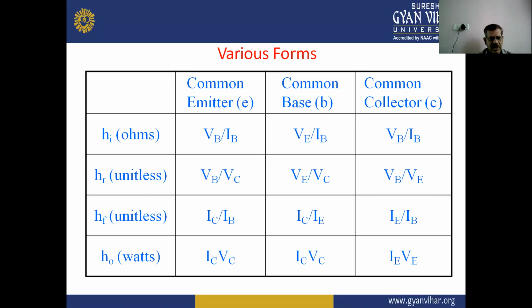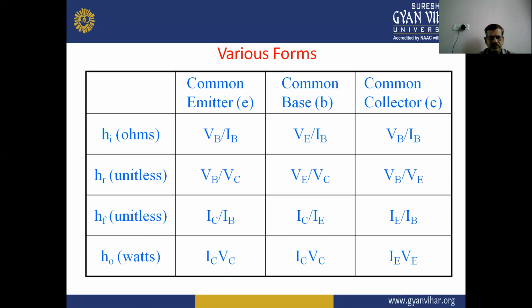And next one is HR, that is the voltage gain. So for common emitter this will be VBE upon VCE, common base VEB upon VCB, and common collector this will be equal to VBE upon VEC. And next, for current gain HF, for common emitter IC upon IB, for common base IC upon IE, and for common collector IE upon IB.